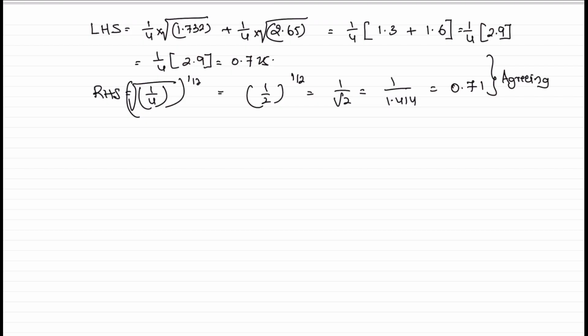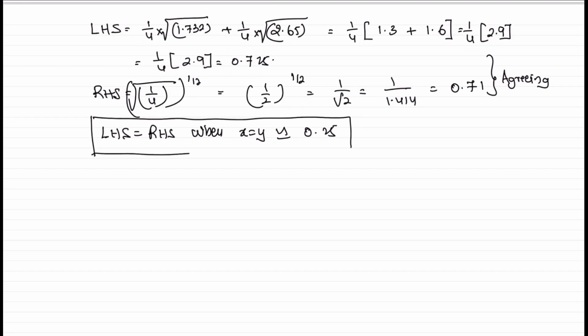Because we are not using the calculator, we are not getting the exact value, but for drawing the graph, we can use this value. That means left hand side is equal to right hand side when x is equal to y is approximately equal to 0.25. Please remember this. How we have got it? You got the process.